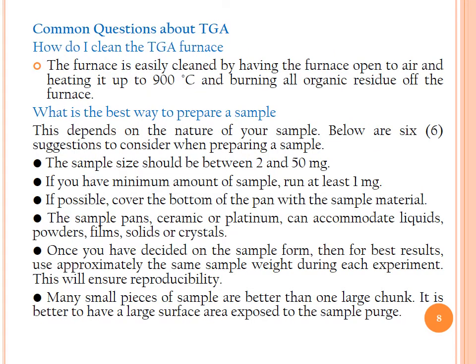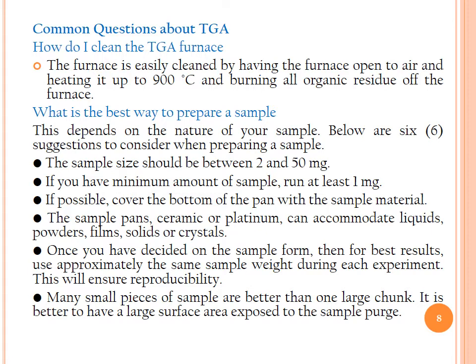Now the common question about the TGA: how do I clean the TGA furnace? The TGA furnace is very important in thermogravimetric analysis because it holds the crucible that contains the sample while the temperature is decreased or increased. The furnace is easily cleaned by opening it to air and heating it up to 900 degrees centigrade, burning off all residue in the furnace. So this is a very simple way to clean the furnace.